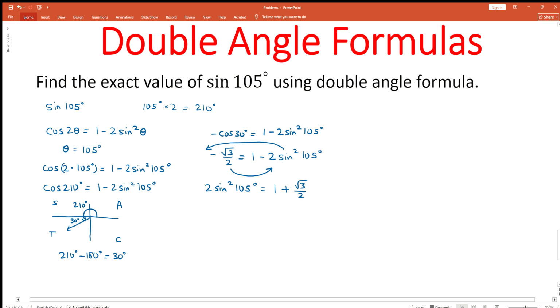Next, we can add the terms on the right side of the equation. The denominator of 1 is 1. The common denominator is 2. So we get 2 over 2 plus square root 3 over 2, because we multiply 1 over 1 by 2 in the numerator and denominator. Now we can add the fractions.